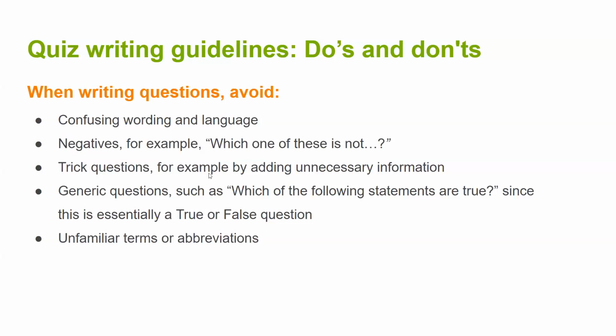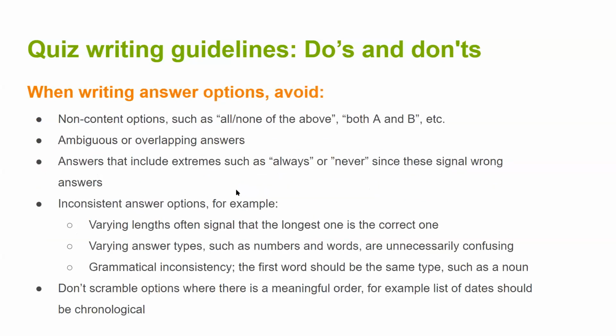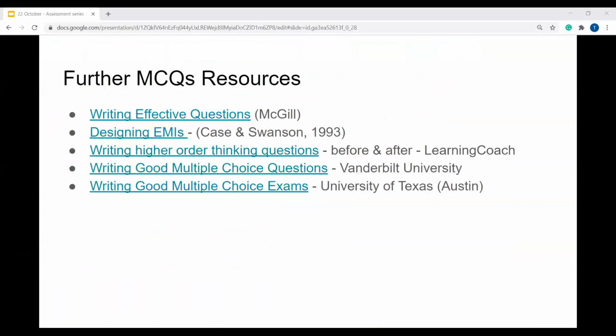And then next up, answer options. So when writing answer options, these are items to avoid. As we saw, non-content options, and also ambiguous or overlapping answers, like we saw in the date answer options. Don't let them overlap. And also avoid extremes, such as always, never, or none. And inconsistent answer options, such as varying lengths or varying answer types.